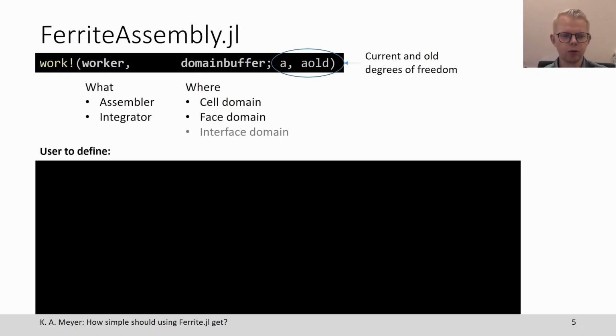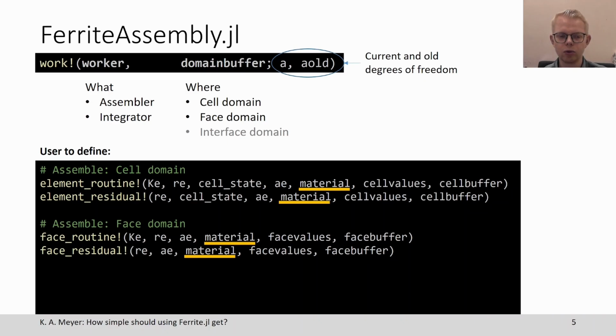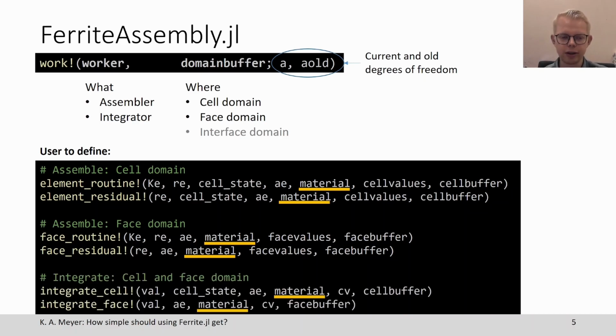And then the user will normally define, for example, for a cell domain, either the element routine or the element residual. And these are then functions that you dispatch on your specific material type. In the initial example, this was the example element of the weak form. You could alternatively, or in addition, implement face routines, where you want to evaluate contributions from the faces into your global system. Or if you want to integrate things, you can integrate a cell or integrate a face in a similar manner, except that then in addition to the material, you might for one material want to do different things. So we can also dispatch on this Val, which will be a type in most cases.